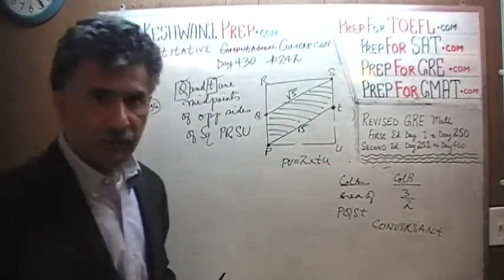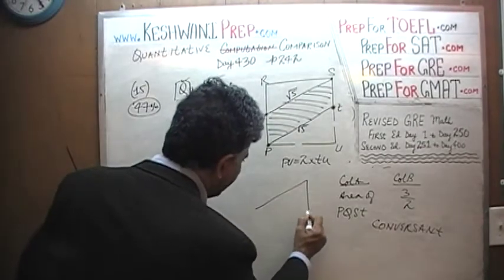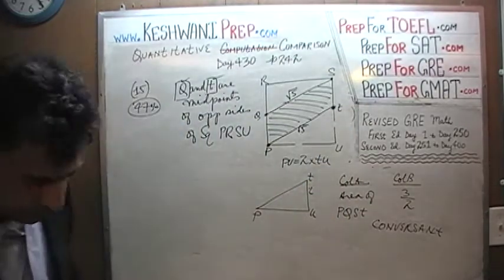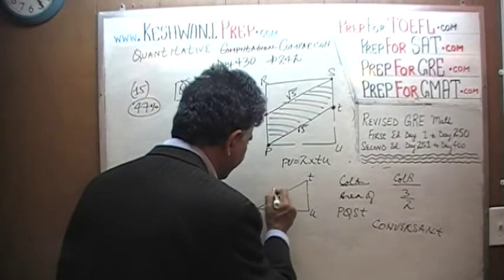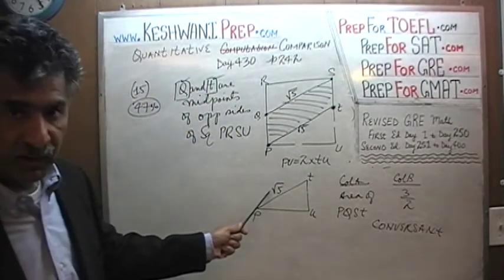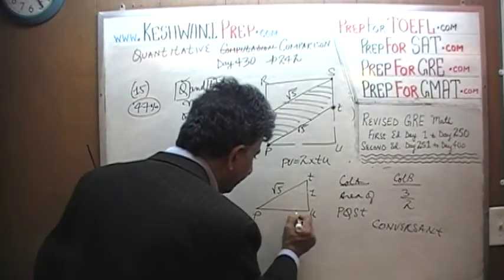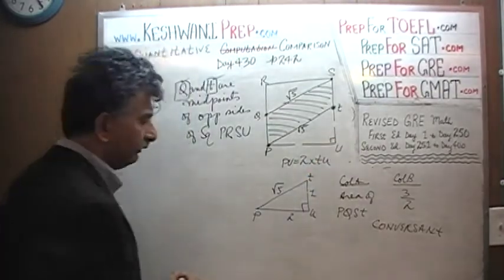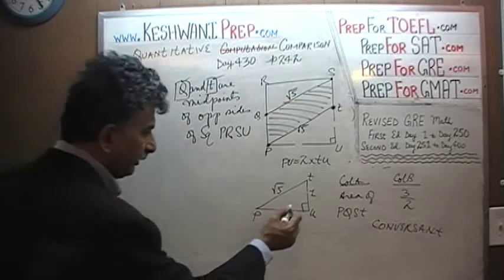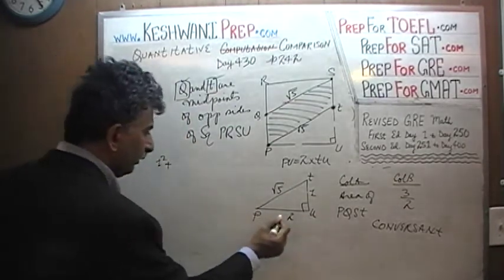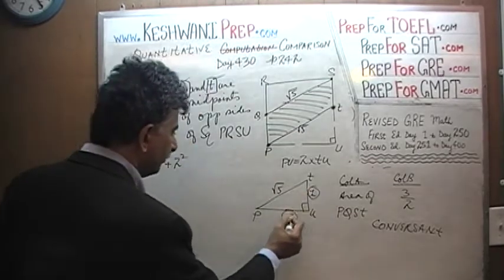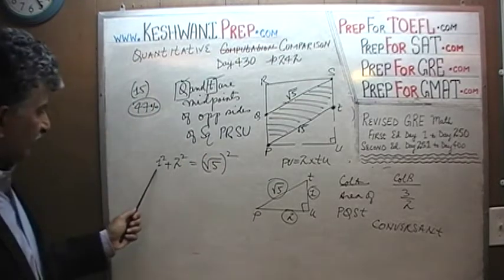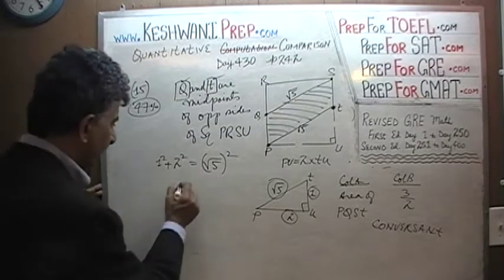And if you're conversant in geometry, you recognize that in this triangle PTU, by looking at the fact that this is root 5, you might recognize right away that this side has to be 1 and this side has to be 2. Why? Because this is a right triangle. This is a square, which means it's 90 degrees. So a simple application of the Pythagorean theorem tells us that 1 squared plus 2 squared has to be equal to the square of root 5. 1 squared is 1, 2 squared is 4, 4 plus 1 is 5. As you can see, 5 equals 5.